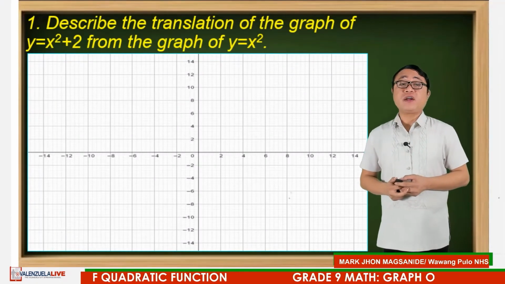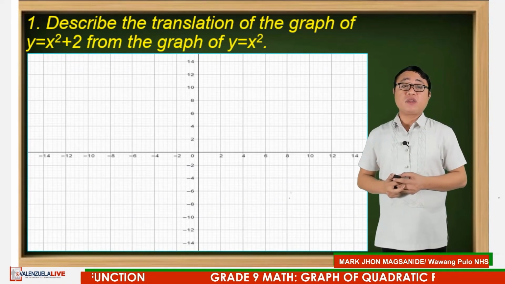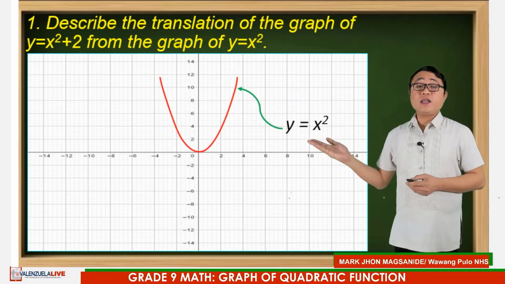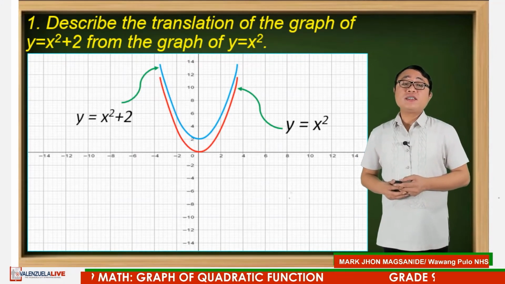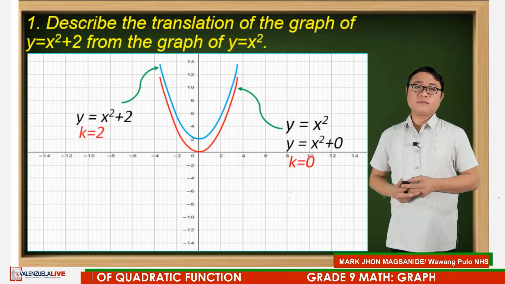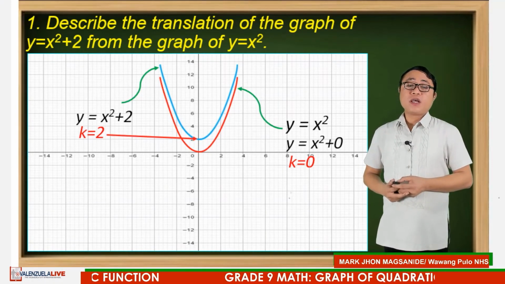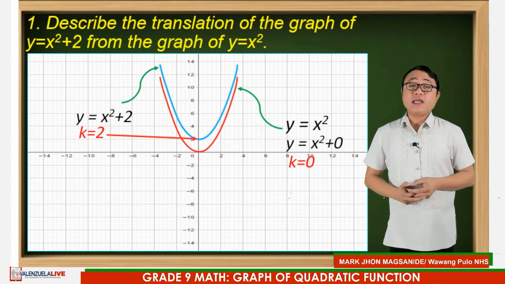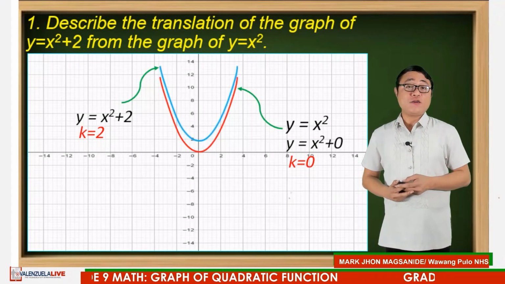Describe the translation of the graph of y equals x squared plus 2 from the graph of y equals x squared. Showing the graph of y equals x squared and the graph of y equals x squared plus 2. The graph translates 2 units upward. There. The graph of y equals x squared plus 2 translates vertically upward by 2 units from the graph of y equals x squared.